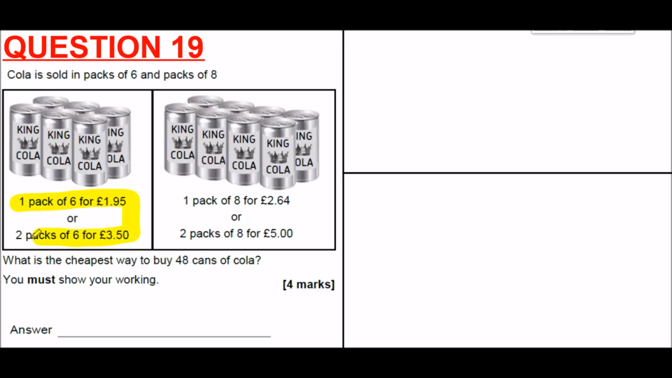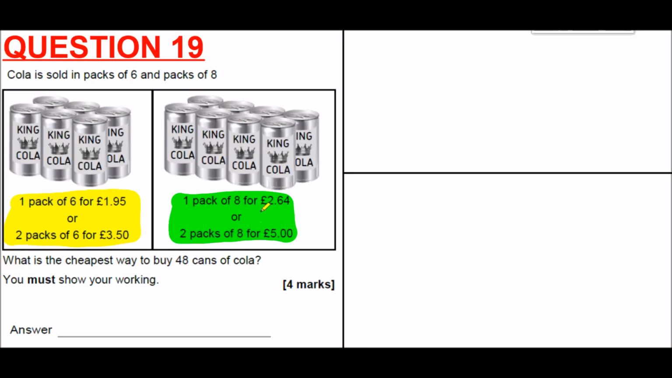Whether you're buying packs of 6 or packs of 8, hopefully you can see that the offer is better value than just buying single packs. One pack of 6 is £1.95. At that rate, 2 packs of 6 would be 2 times £1.95, which should be £3.90. Similar with this one as well. So we're going to try and maximise how many offers we can use.